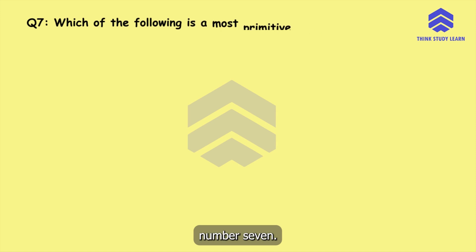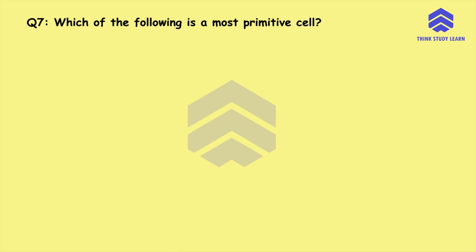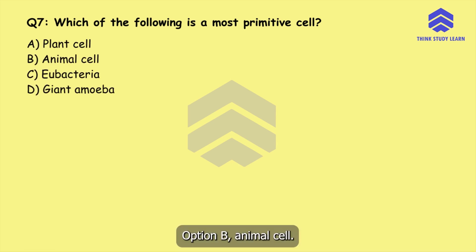Question number 7. Which of the following is the most primitive cell? Option A, plant cell, option B, animal cell, option C, eubacteria, or option D, giant amoeba.